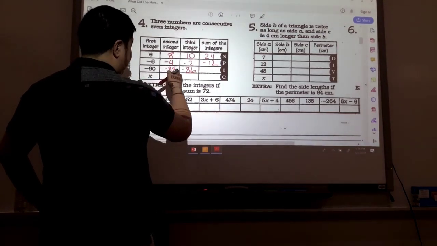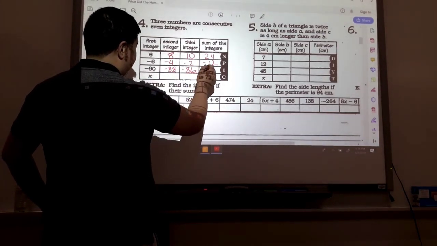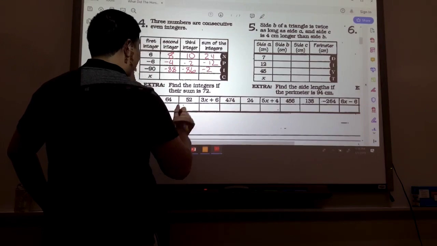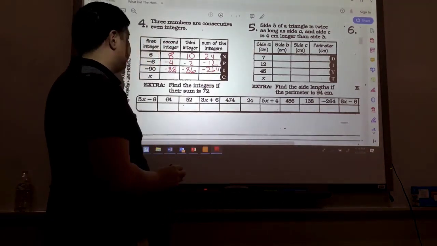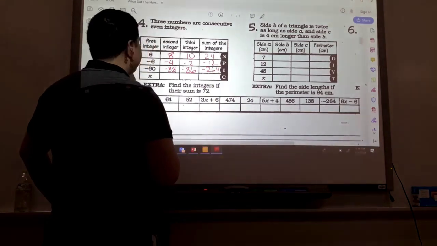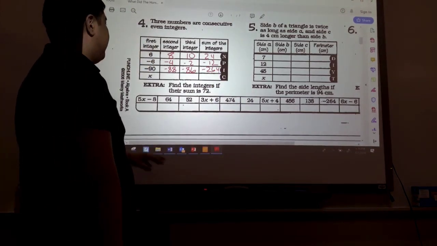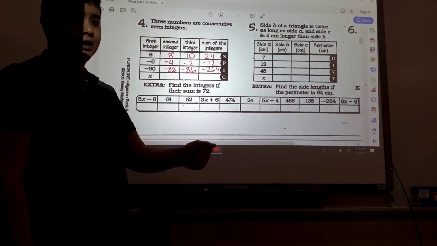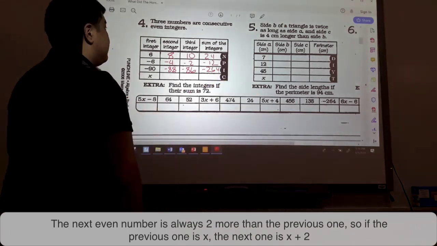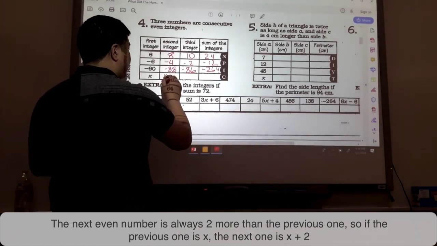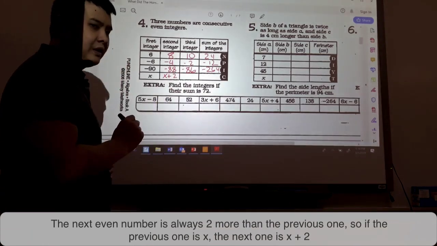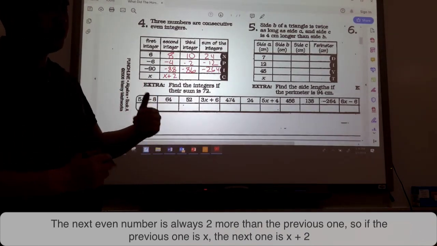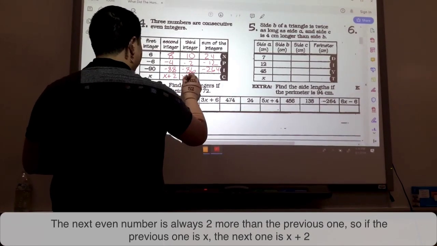And right here, this one, I believe, is negative 264. So, if the first even number is x, the next even number is going to be 2 more than that, right? 2 more because that's the next even number. So we can represent the second integer with x plus 2. The next even number after that is going to be 2 more than that one, which means that it's going to be 4 more than the first one. So we have x plus 4.